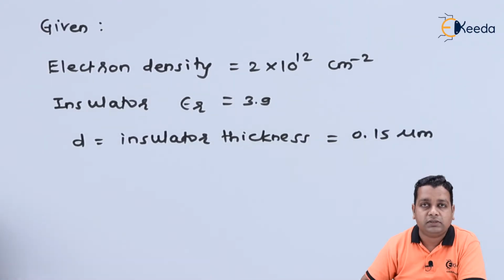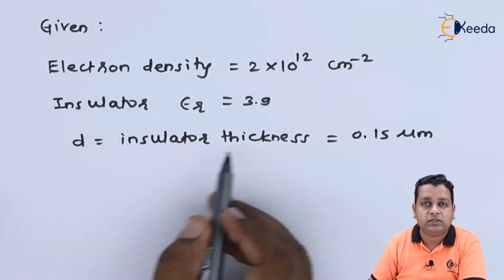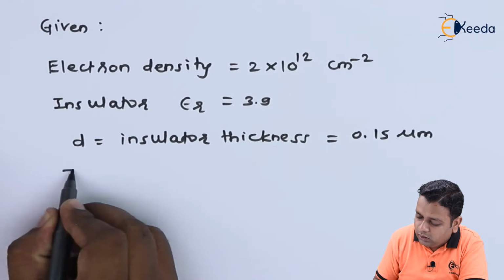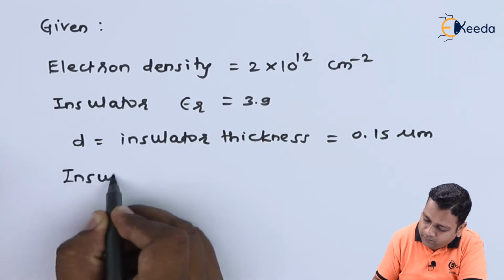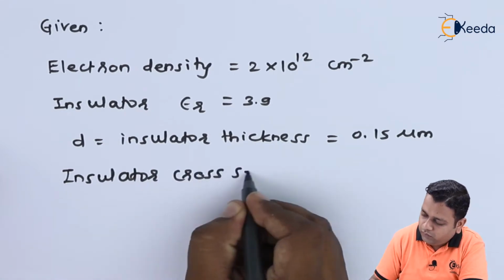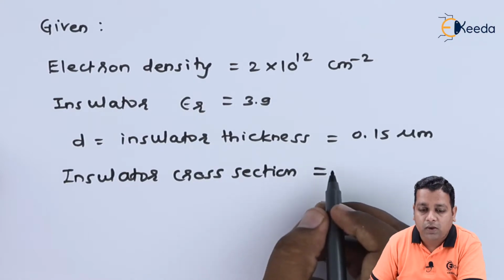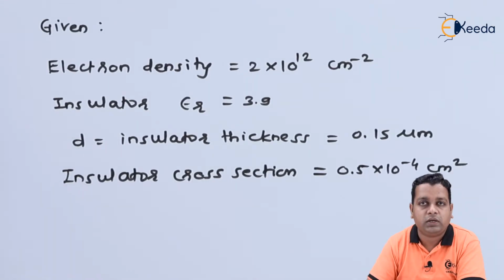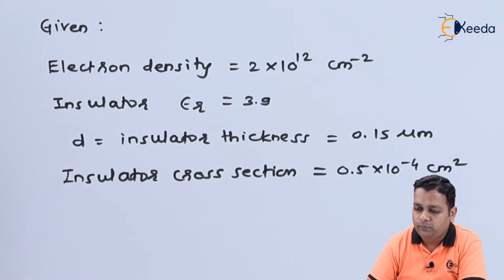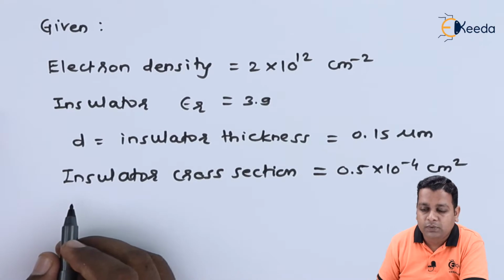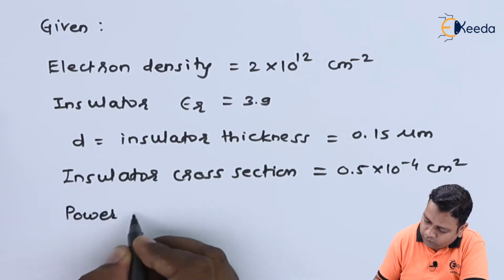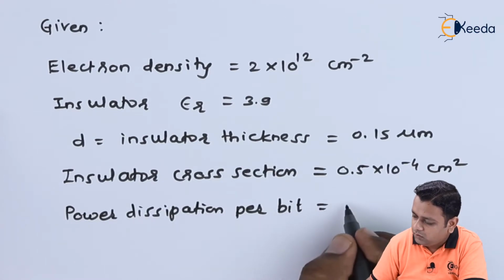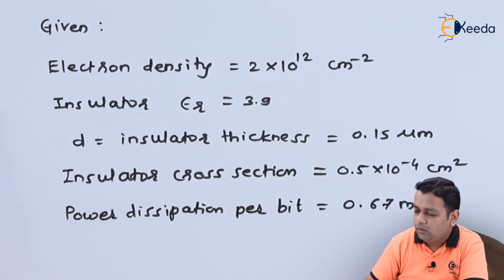0.15 micrometers. Next to the insulator thickness D, we are provided with the variable denoted by capital A. Capital A is nothing but the cross section of the insulator. So I mention here insulator cross section is equal to 0.5 into 10 raised to power minus 4 centimeter square, as it is the area. Next to this area, we are provided the capital P. Capital P is nothing but the power dissipation per bit. So this is equal to 0.67 in milliwatts.